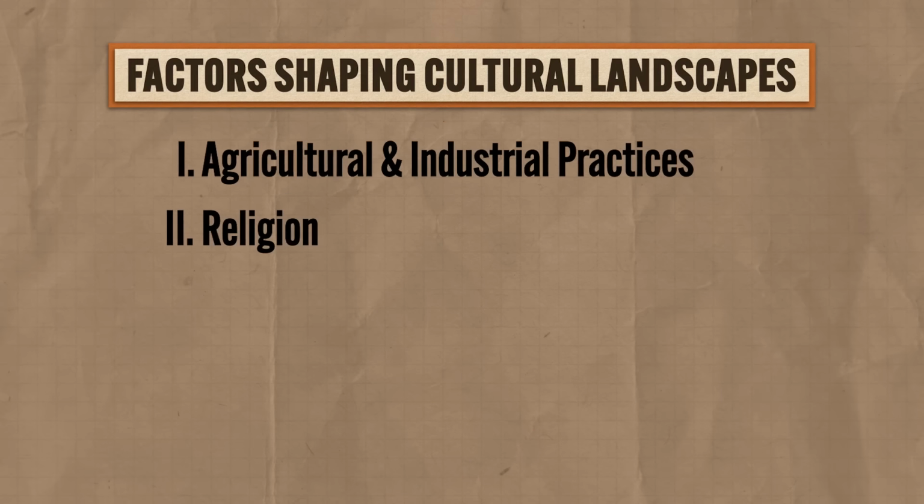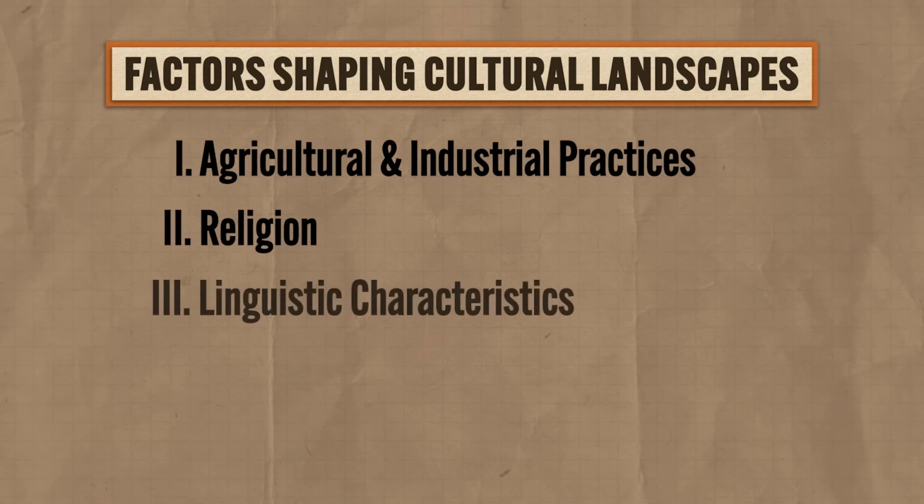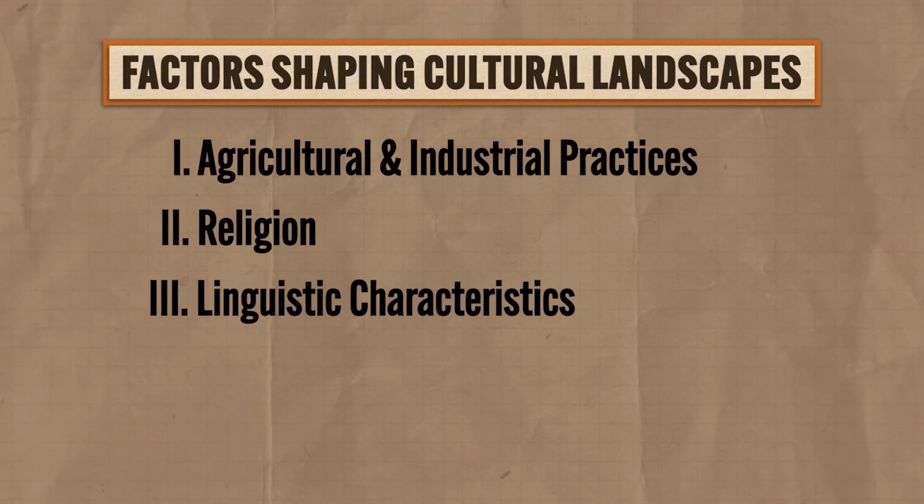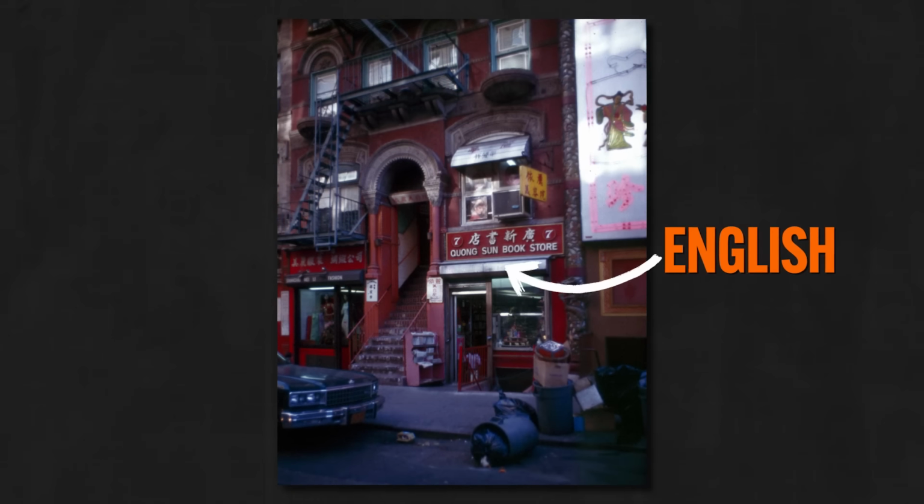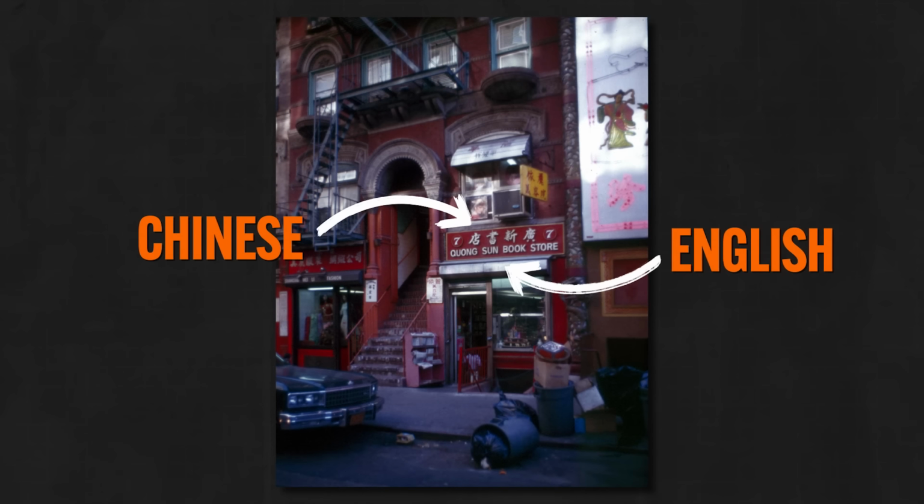Now, the third category of influence on cultural landscapes include linguistic characteristics, which have to do with language. Here you can think about the signs you've seen in various places. For example, here in New York City's Chinatown, restaurants and stores have signs written both in English and in Chinese, which tells you a lot about the people who live there.